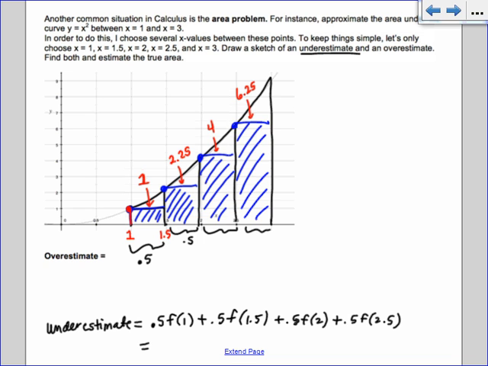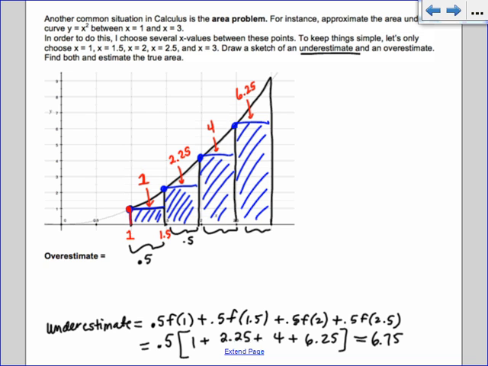Okay. Do you see how we can pull the 0.5 out? They all have a 0.5. Okay, so f of 1 was 1, f of 1.5 was 2.25, f of 2 was 4, and f of 2.5 was 6.25. All right, so if you find that, 10.25 plus 3.25, 13.5 times 0.5, so we end up getting 6.75. Okay, that's our underestimate.